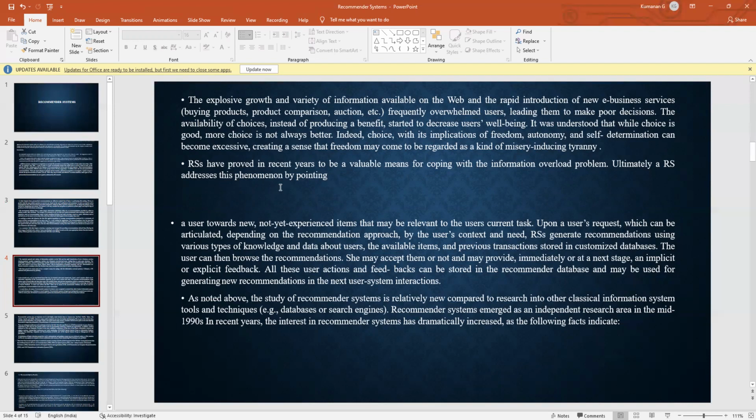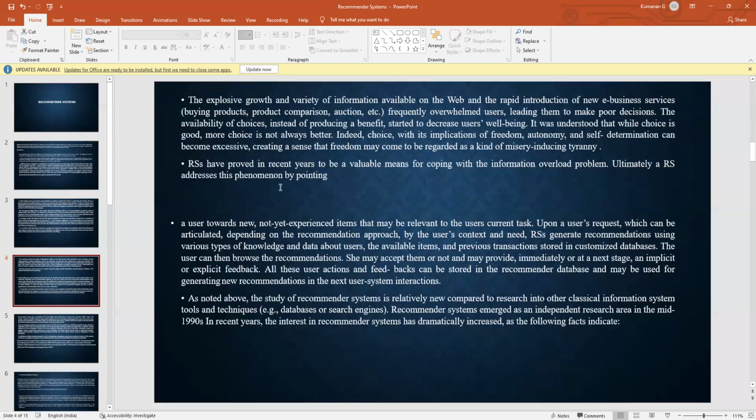Recommender systems generate recommendations using various types of knowledge and data about users, the available items, and previous transactions stored in customized databases. The user can then browse the recommendations. She may accept them or not and may provide immediately or at the next stage implicit or explicit feedback. All these user actions and feedbacks can be stored in the recommender database and may be used for generating new recommendations in the next user interaction.